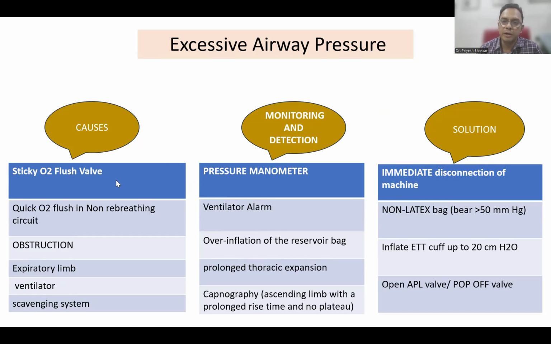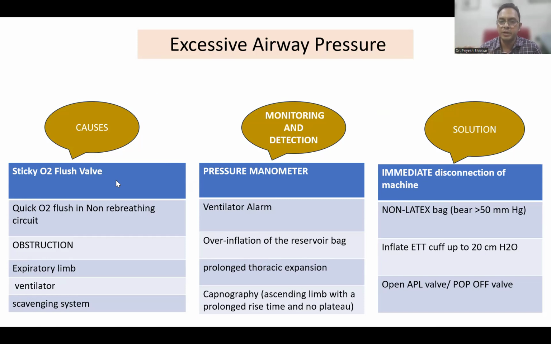Now, how do you monitor and detect? Through the pressure manometer, through the ventilator alarm, and due to overinflation of the reservoir bag also. You can feel that there is some resistance. Okay. Prolonged thoracic expansion and capnography. In capnography, what you will see is an ascending limb with a prolonged rise and there is no plateau.